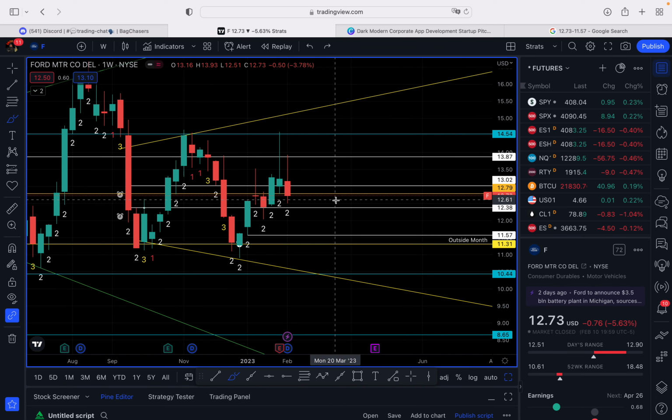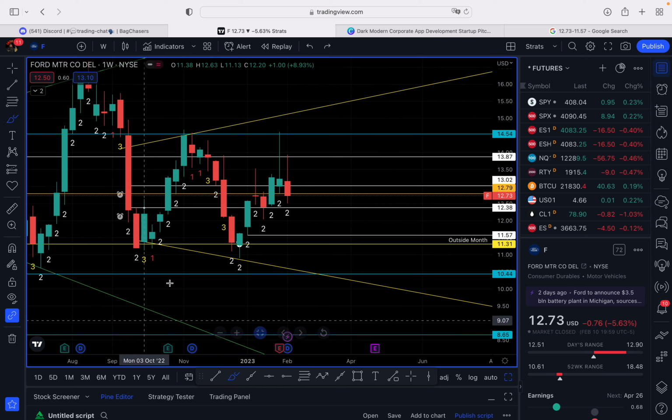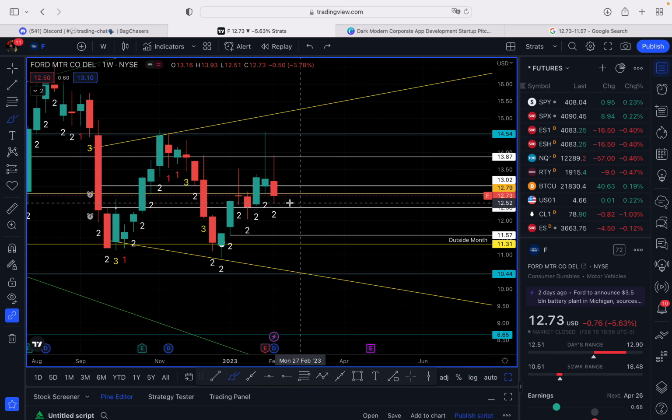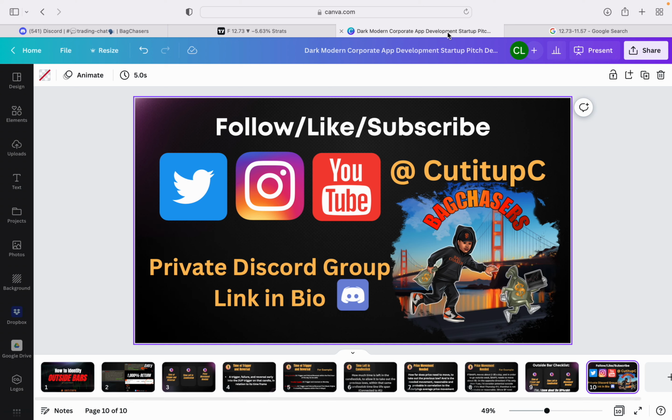Like with Ford, I am biased to the downside right now because I think we have the potential to go outside month. And so if I see downwards movement, that's going to confirm my bias, and I'm definitely going to trade that, because trade what you see and not what you think, right?